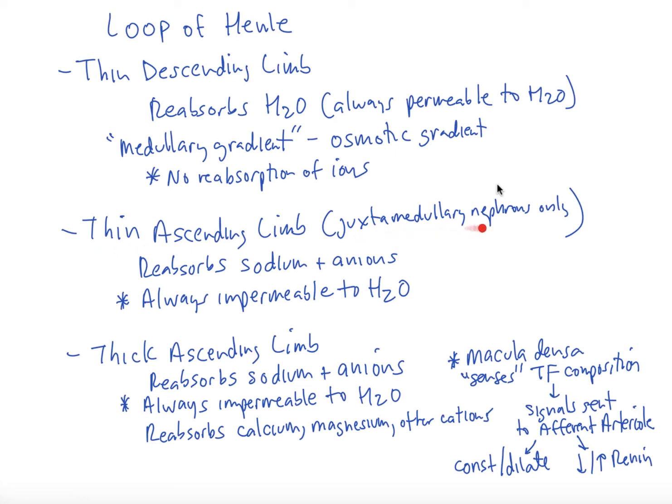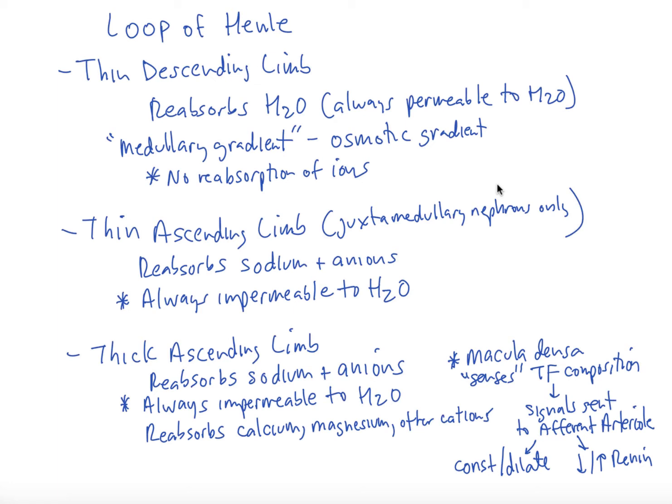The thin ascending limb, which is part of the juxtamedullary nephrons only, those long looped nephrons, they reabsorb some sodium and anions, and they are also impermeable to water, which is important because as you're going up the loop of Henle, you are diluting the tubular fluid because you're pulling out osmoles and leaving water behind.